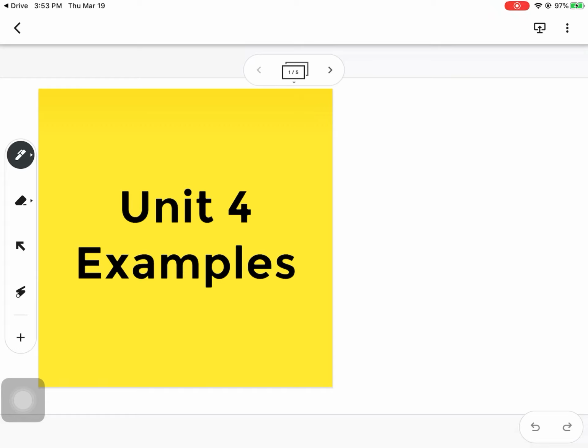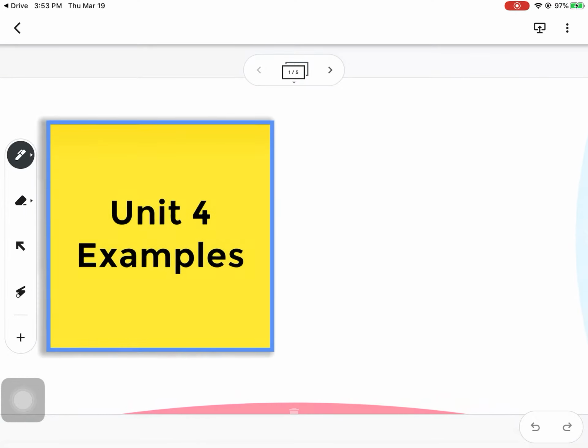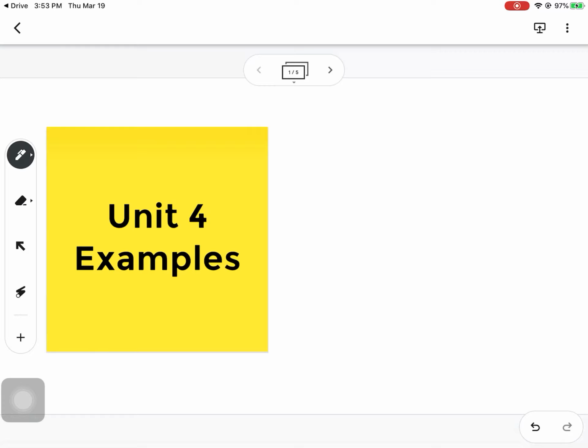Unit 4 dove into our rational expressions. So here you're going to have variables in the denominator of your equation, and we'll talk through these and how to solve them. When we did it in class, we did it a couple different ways.